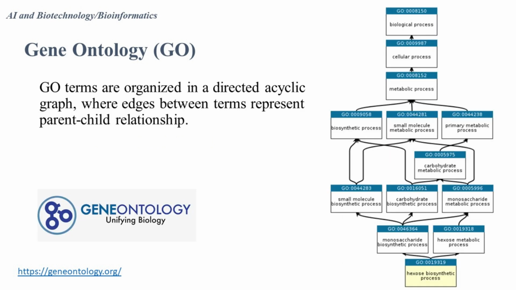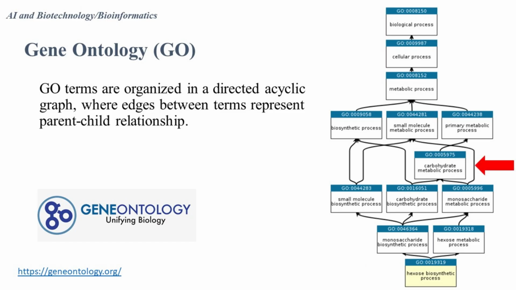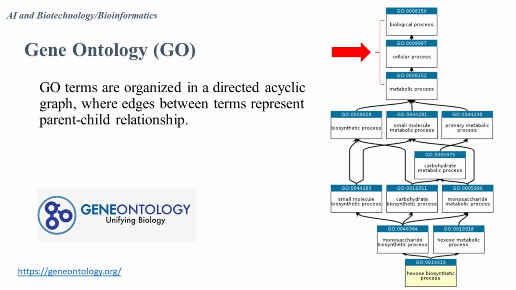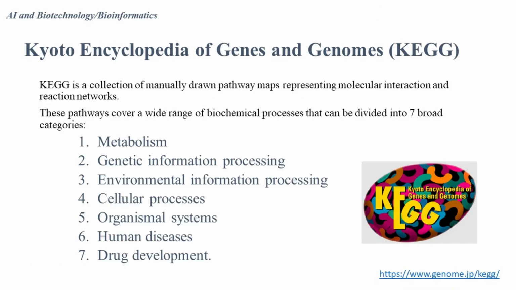Broader parent terms encompass multiple specific child terms. For example, here in this picture, suppose biosynthetic process is a specific child term under broader categories related to carbohydrate or metabolic processes. So as we move up the hierarchy, terms become progressively more general, eventually reaching the top-level GO categories. These are the three main GO terms. And the other major resource is KEGG.